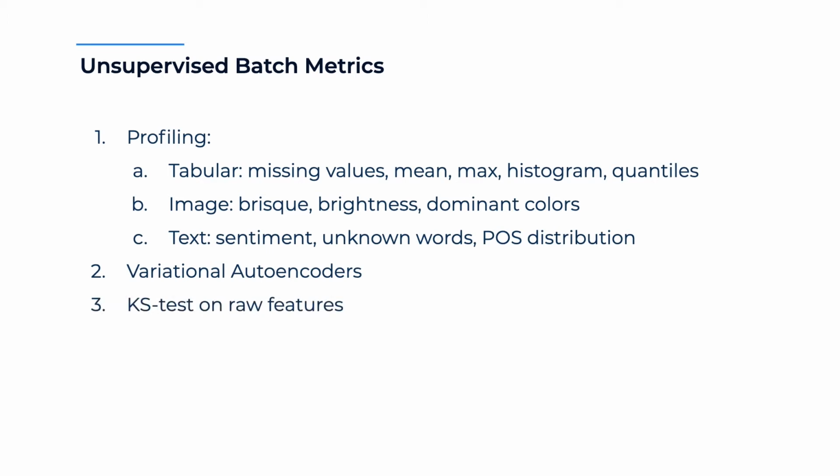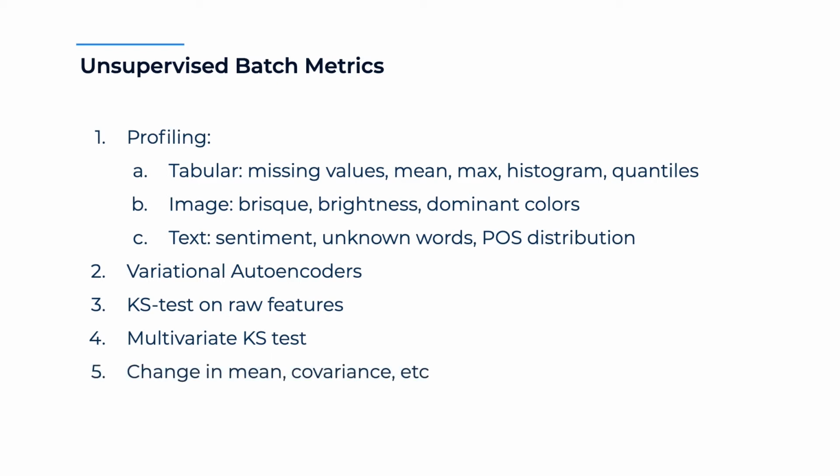Also variational autoencoders and KS tests on raw features. So it's also batch metrics. I mentioned it before. There is an open topic for the multivariate Kolmogorov-Smirnov test, but it's partially covered by autoencoders, because if you encode your data, you can think of this as a kind of statistical snapshot of your data. And of course, with all those profiling metrics, you can track the changes of mean, covariance, and other changes like missing values.